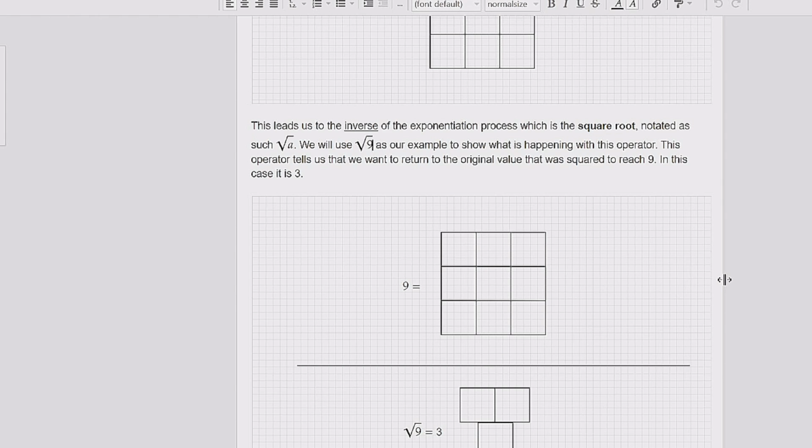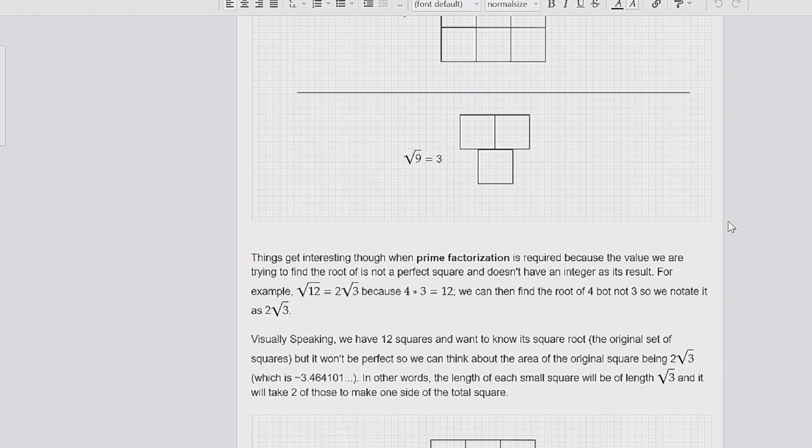But it's not always this clean. We're not always dealing with a perfect square. And that's when prime factorization comes into play. And we have prime factorization here. It's going to be difficult to quickly run through. Hopefully you've been exposed to it already and you sort of understand it.